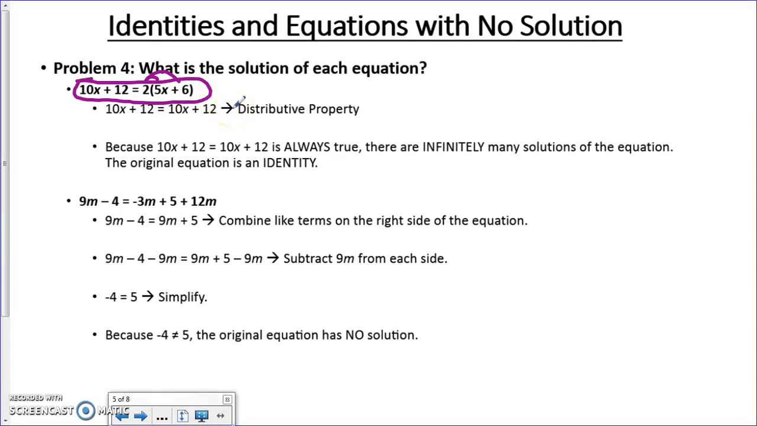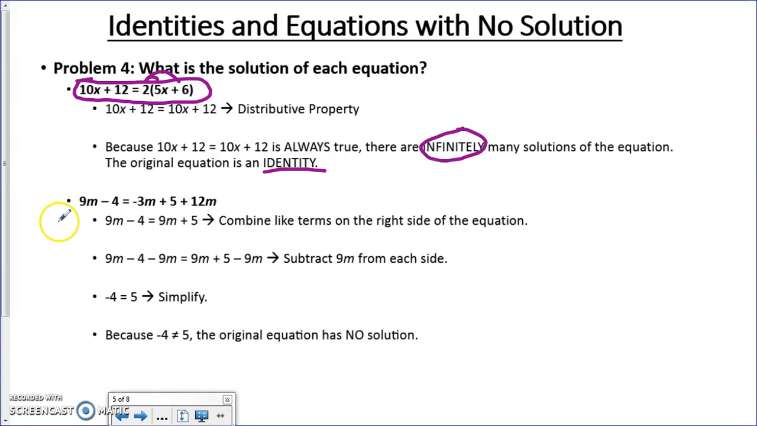Now ask yourself, did I just say the same thing twice? If the answer is yes, as in this case, this will always be true. Therefore, there are infinitely many solutions of the equation. The original equation is an identity. So if you have the same thing on the left as the right, then the equation is an identity.